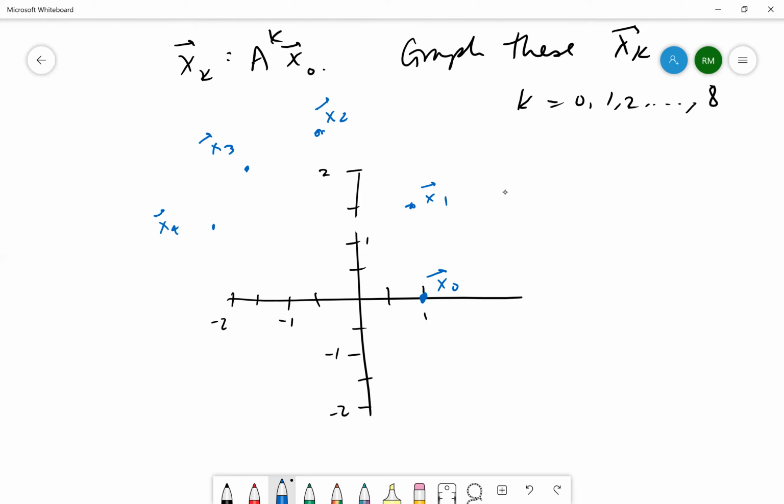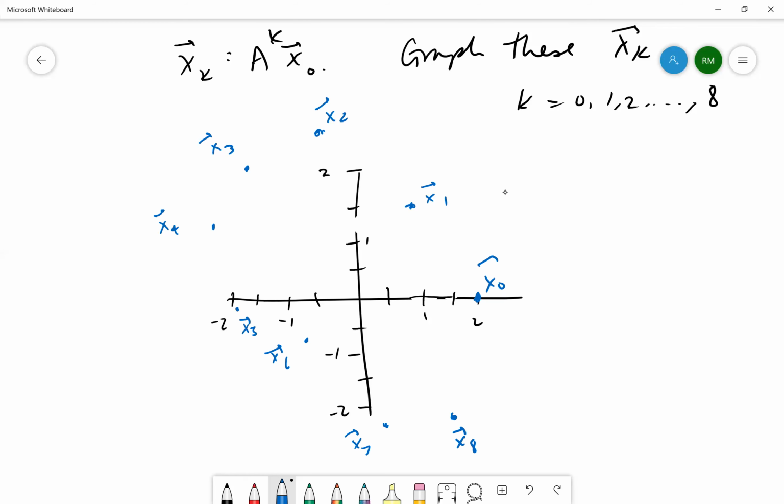x5 will come about here. x6 comes at about here. x7 comes about here, slightly off my drawing, and x8 comes at about, oh, sorry, I think I put x0 in the wrong spot. Yeah, here we go. Here's where x0 should be. And x8 should come somewhere around here.